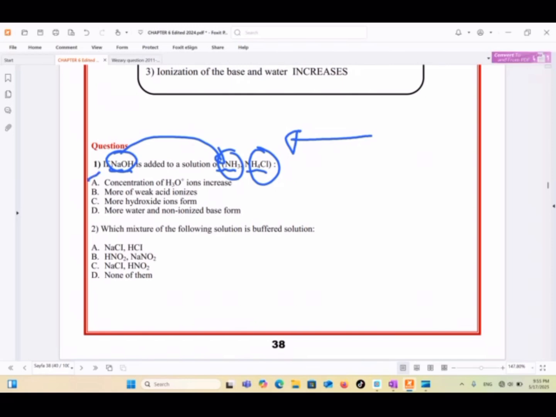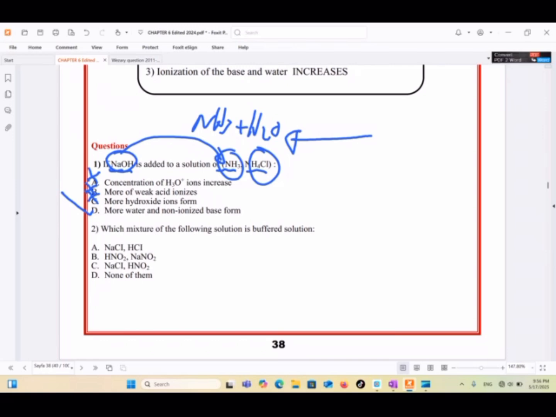Concentration of hydronium ion increase? No, there will not be any change in the concentration, because this is a buffer solution. In a buffered solution, there will not be change in the hydronium, pH, pOH, and hydroxide. More of the weak acid ionizes? No, we do not have weak acid here in this reaction, guys. More hydroxide ions form? There will not be any change in the hydroxide, guys. More water and non-ionized base form? Yes, that's correct, because as the reverse is favored, there will be formation of H2O, and then the ammonia concentration will increase.